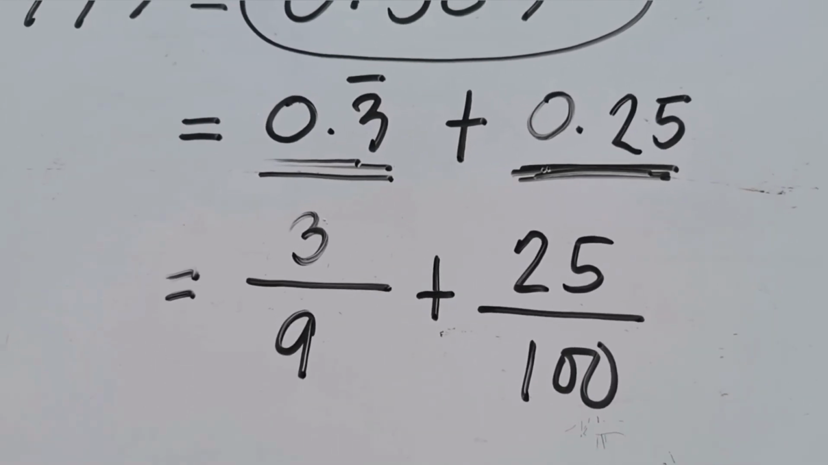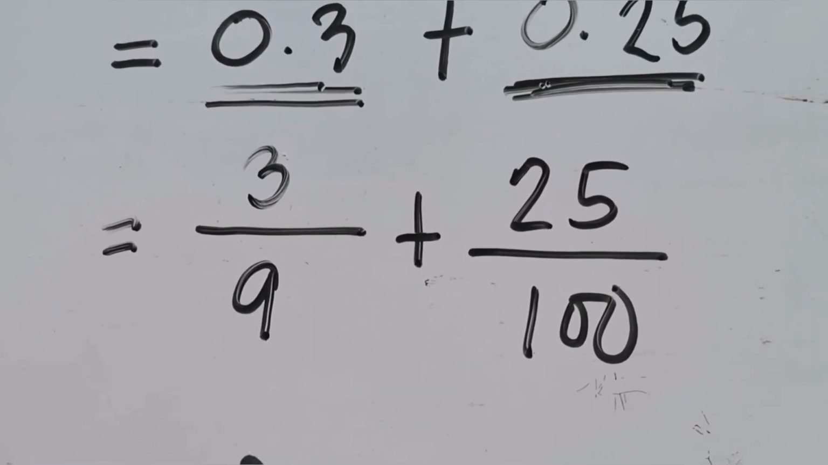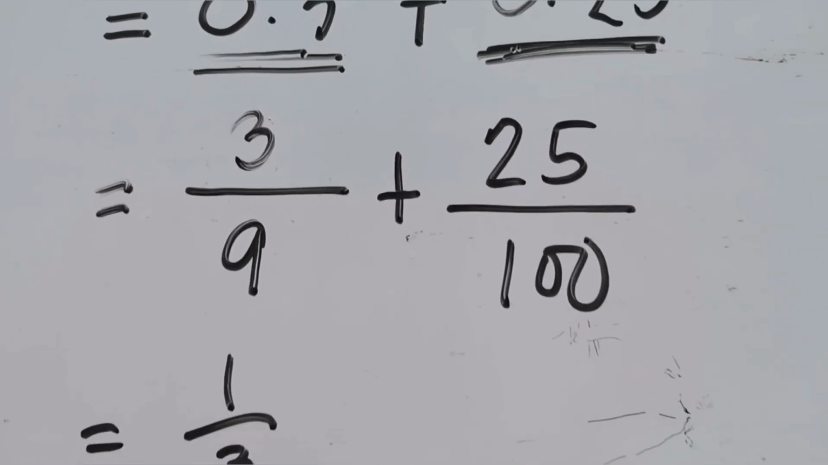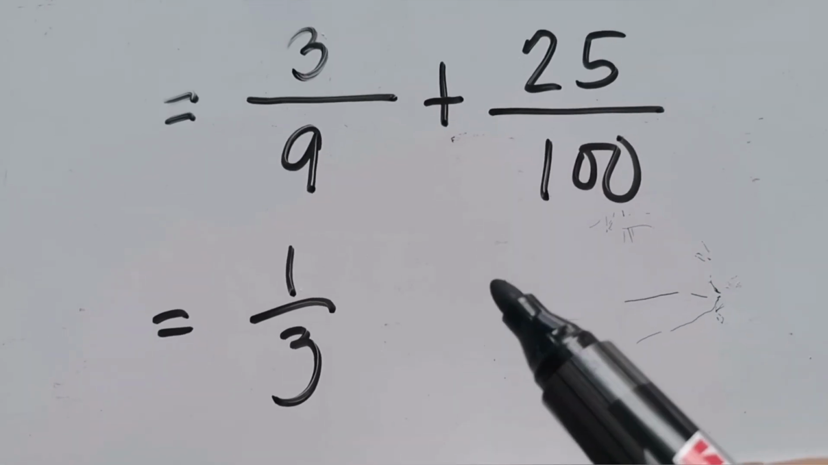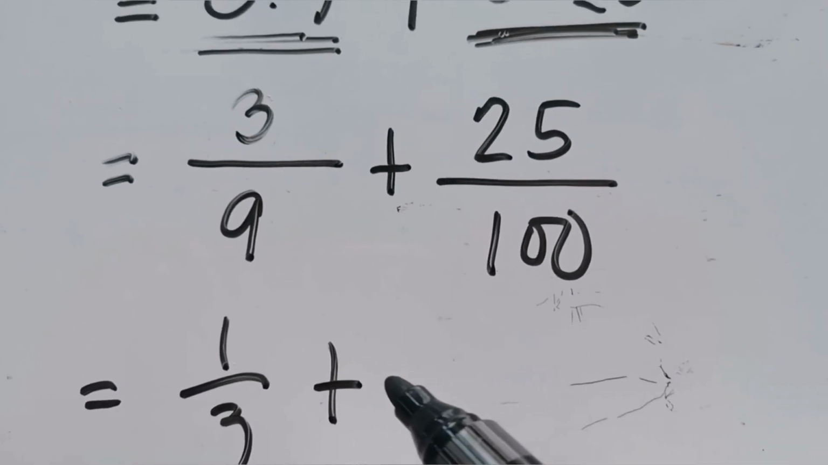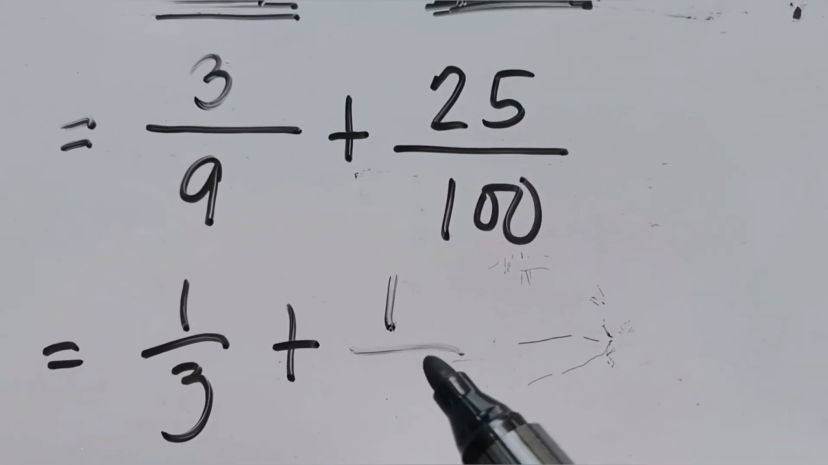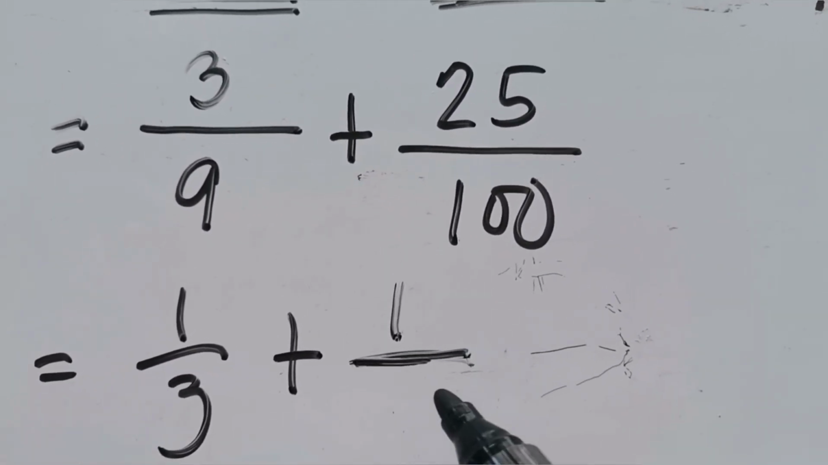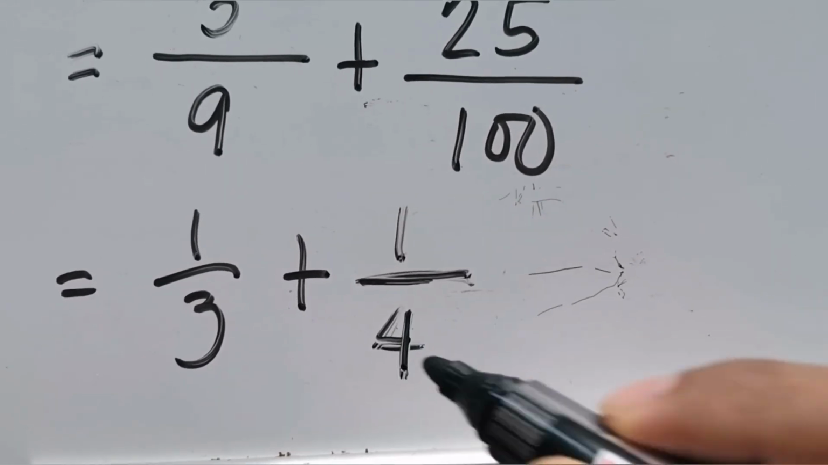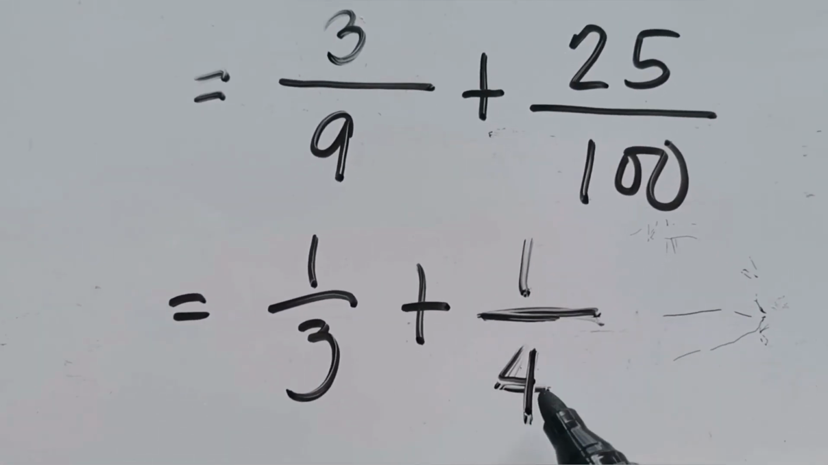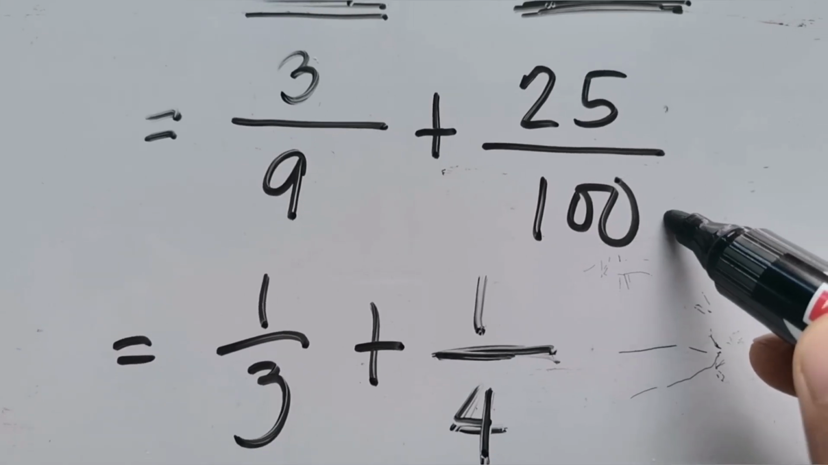Okay, next. Let's simplify first. 3 over 9. So, pwede siyang 1 over 3. Okay, hindi natin makita, no? 1 over 3. Divide the numerator by 3 and the denominator by 3. Then, 25 over 100. Wala na talaga tayong ink. Okay, need na natin ng ink. So we have 1 over 4. Why 1/4? Simply divide the numerator by 25 and the denominator by 25, so we can have 1/4.